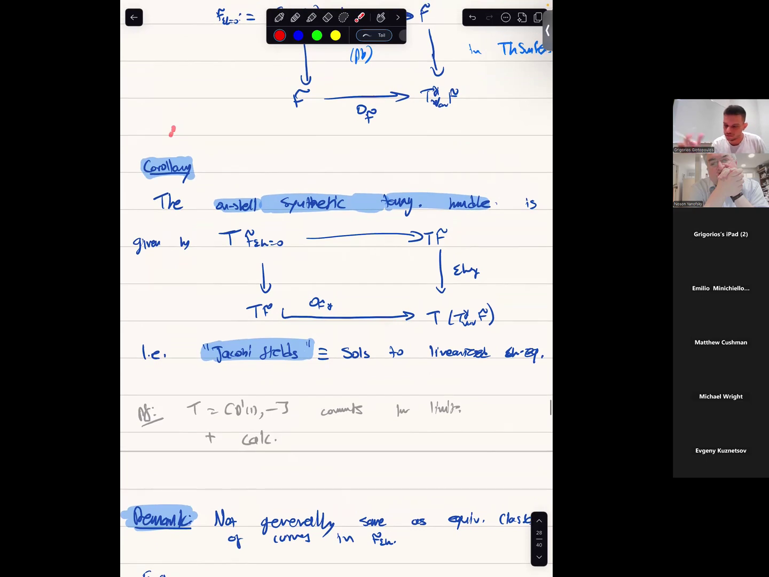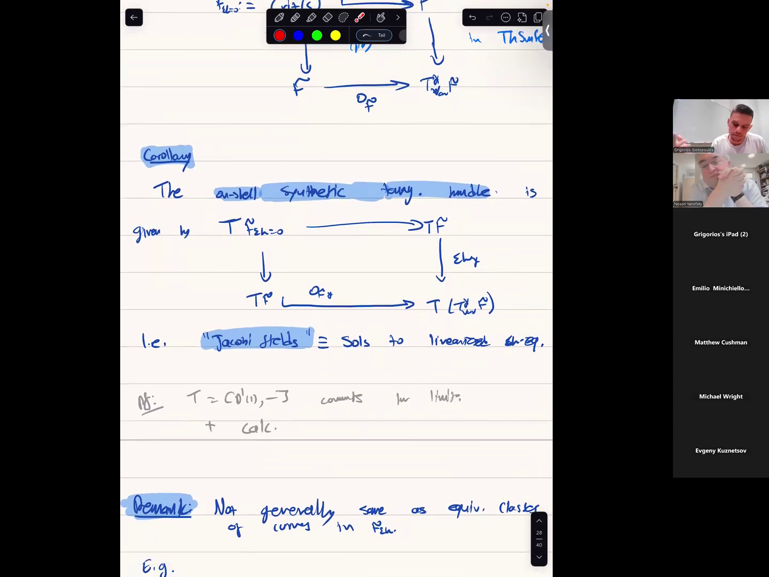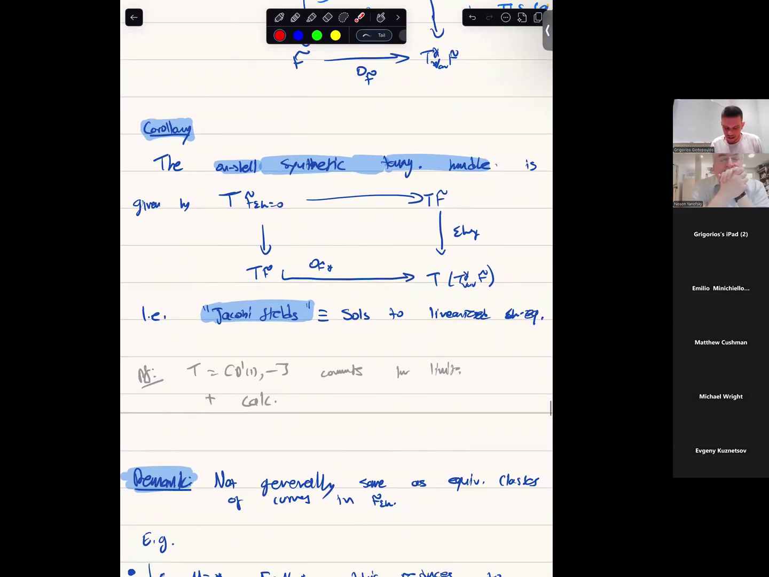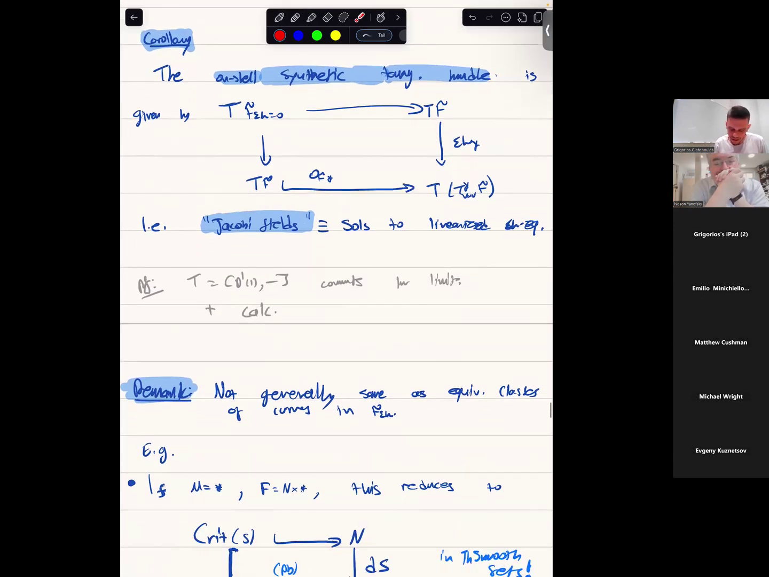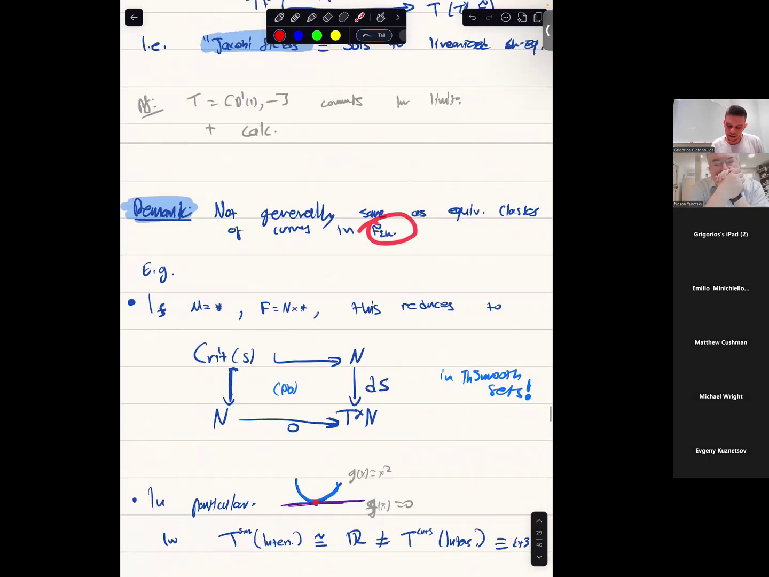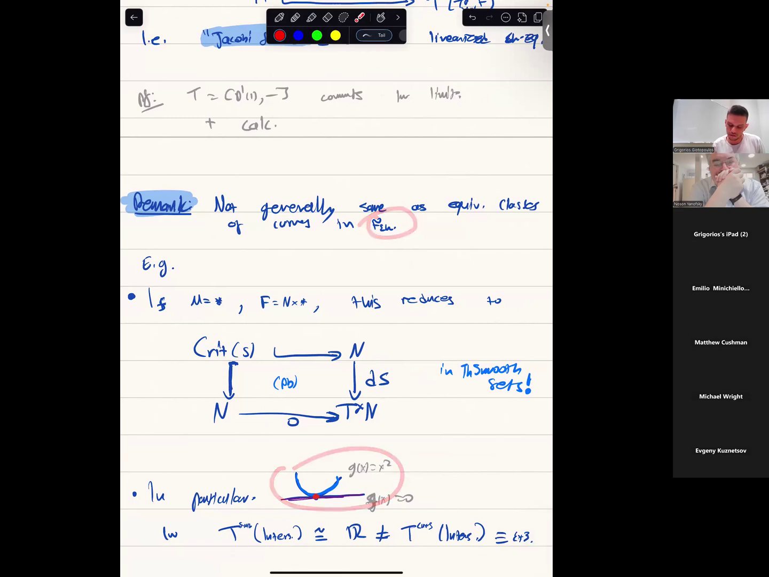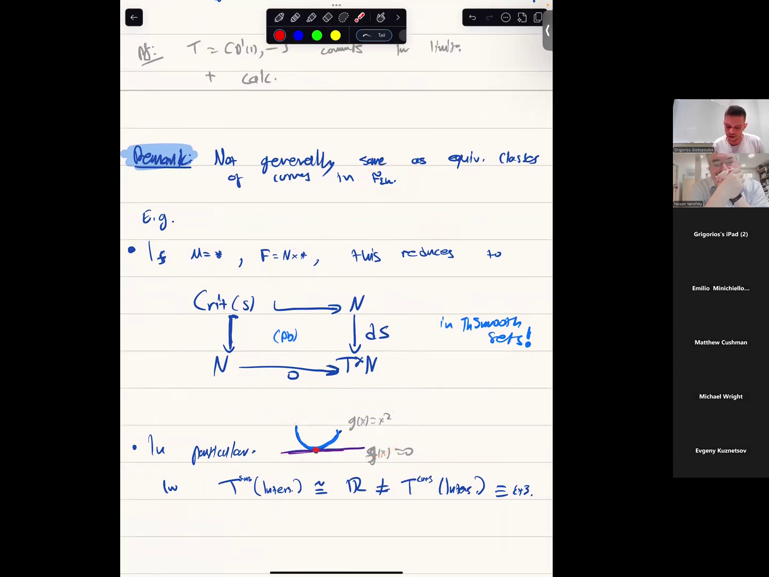How would you do this otherwise? I don't know. Here is a remark again. This tangent bundle construction is not the same as taking equivalence classes of curves in here. And this is the example I told you in the beginning. If you take the equivalence class definition of a tangent bundle for this intersection, it gives you a point. But the synthetic one gives you the real line. The same thing occurs, of course, in the infinite dimensional setting, right?